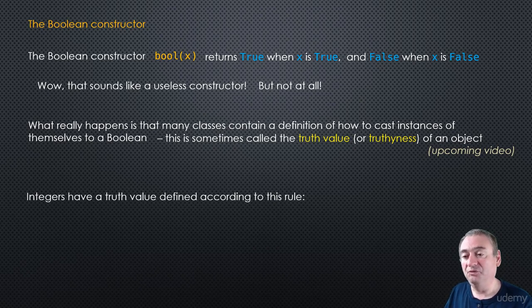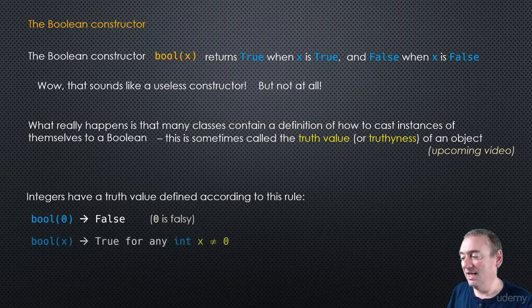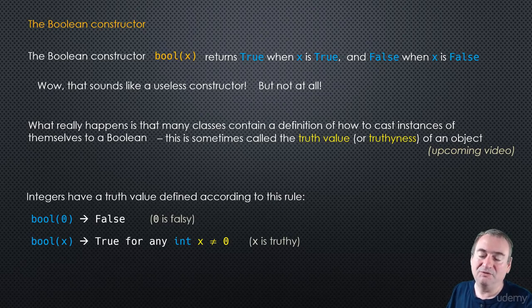But integers have a truth value. Integers have this truthiness, and they do that according to a very simple rule, which is if the integer is 0, its truth value is false, right? And so we say that 0 is falsy because it has a truth value of false. And bool of x is true for any integer x other than 0. And so we would say in this case that x is truthy. 1 has a truth value of true. 2 has a truth value of true, and so on. And we'll check it, and see some examples of that.